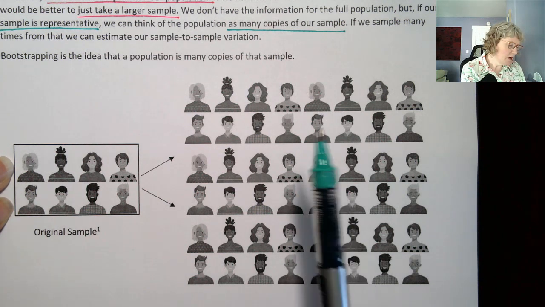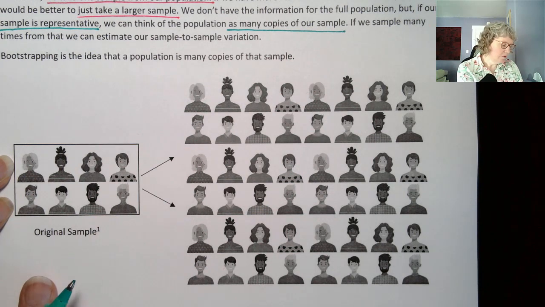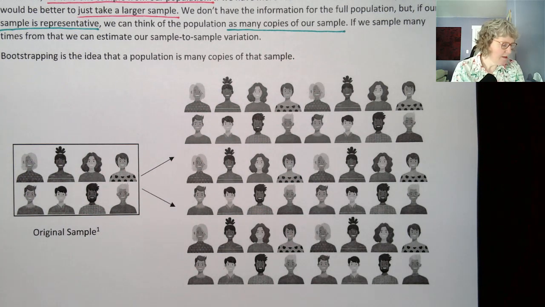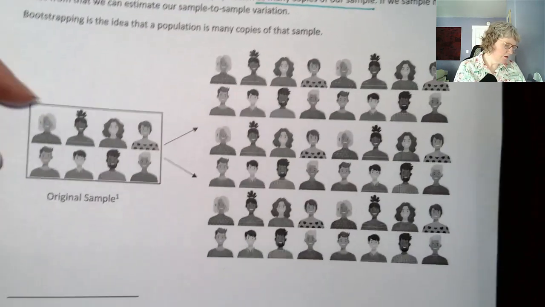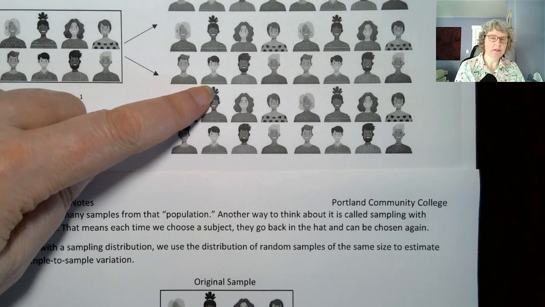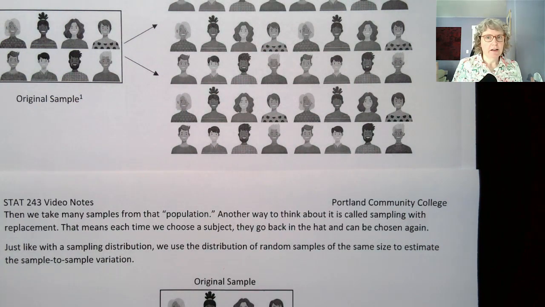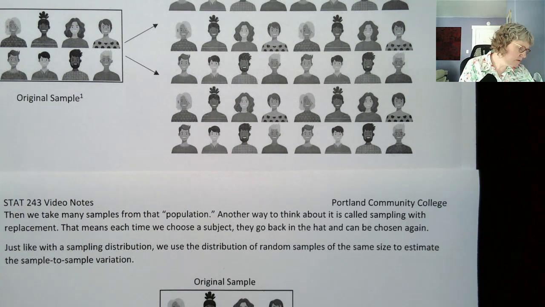Think of this, I've just copied this image many times, about 12 times, 6 times. So think of this population as many copies of this sample, okay? If you're with me, stay with me. Then what we do is we are going to take many samples from this population, because we don't have the full information for the real actual population. So now this is our "pretend" population.